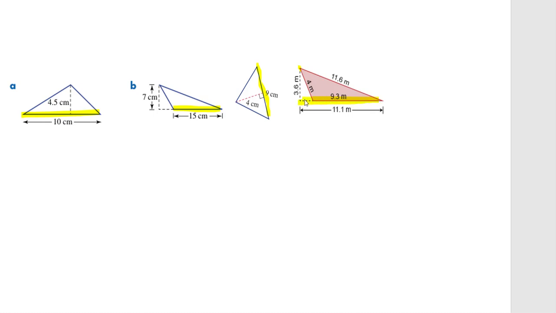There's my base. And I can see the height, if I just change my color, the height is perpendicular to the base. And there's my L shape. Here, there's my base, there's the height, 4 centimeters, and I'm making that T shape. Here it's 15 centimeters, my base, and the height is 7 centimeters. Okay, and it's perpendicular to the base. And there's an L shape. And last one, I've got my base there, and there is 4.5 centimeters.